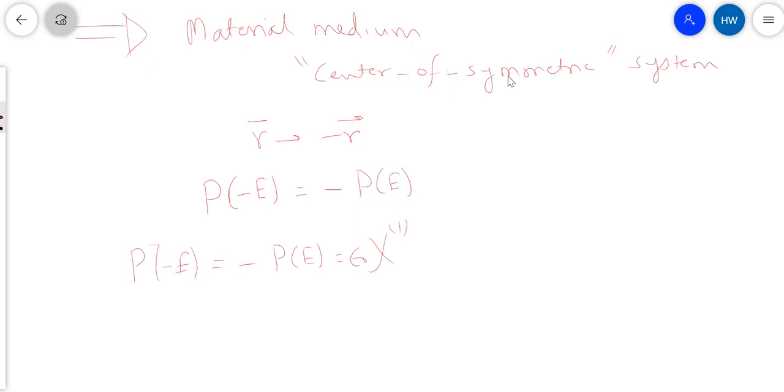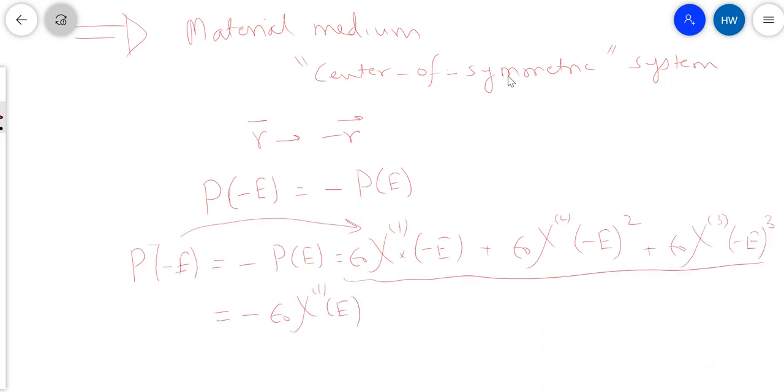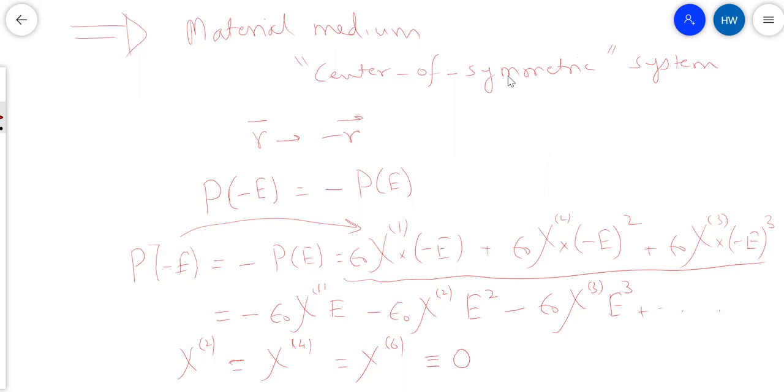So you can quickly put that in. P of minus E, which I am saying is the same as minus P of E. This demands that this quantity, P of minus E, should be the same as the negative of epsilon naught chi 1 of E. By the way, these are products. Now if I compare these two equations, I will clearly see that my chi 2 and my chi 4, all even orders, chi 6, all of these had better be equal to 0.